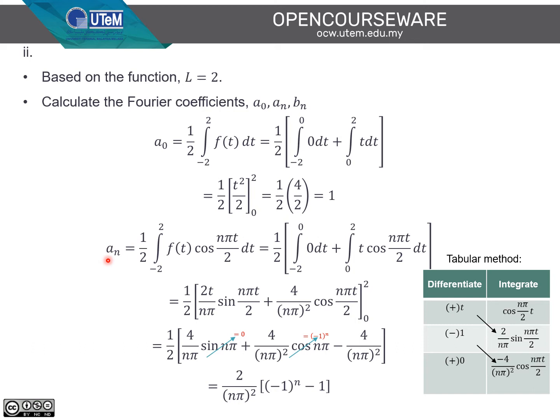Here is the formula of an. The formula of an is 1 over L, the integration of f(t) cos(n pi t over L) with respect to t from minus L to L. Again, I have substituted the value of L into the formula of an.